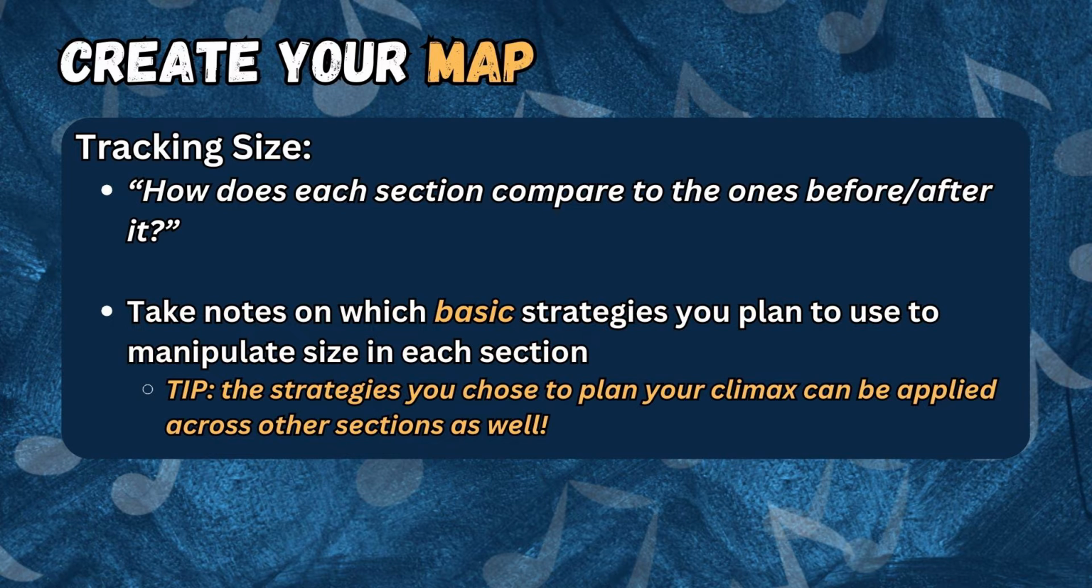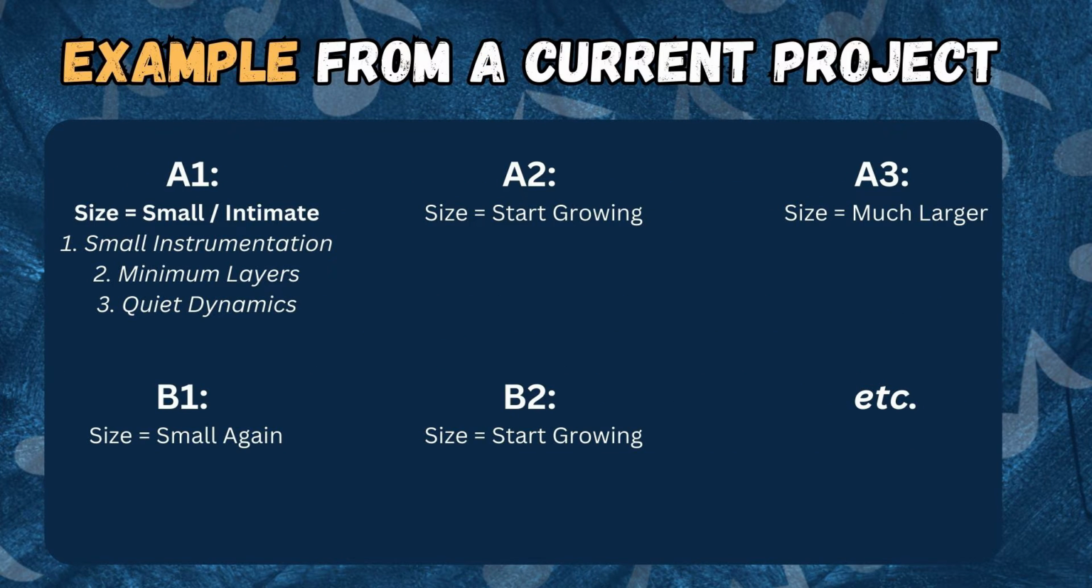As a tip, you want to keep in mind the specific strategies that you wrote down for your climax. Which parameters of your music will make it sound bigger than all of the others? How can you manipulate these same parameters to control the size of the other sections? So, for section A, phrase 1, I know that I need a super intimate and small size. Since my climax plans on using instrumentation size, number of registers, and dynamics as important parameters, one super easy way to get started is to just say super small instrumentation, minimum number of registers and layers, and quiet dynamics.